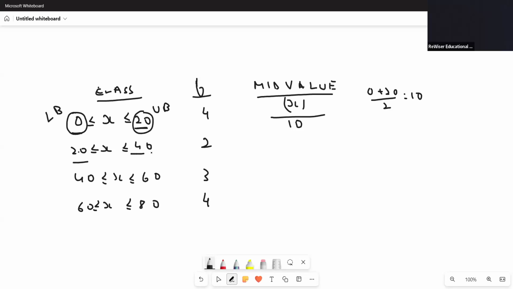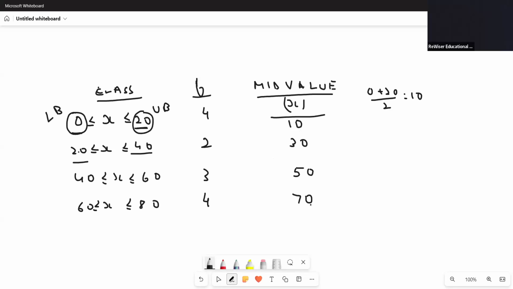Similarly, if I want to get the middlemost value of this, it should be 40 plus 20 divided by 2. So that's equal to 30. Then again, I can take 60 plus 40 divided by 2. So that's 50. 80 plus 60 is 140, divided by 2.